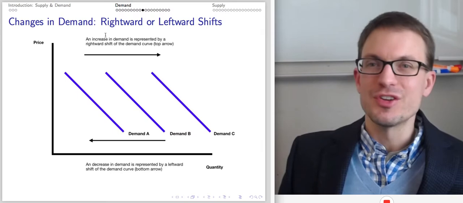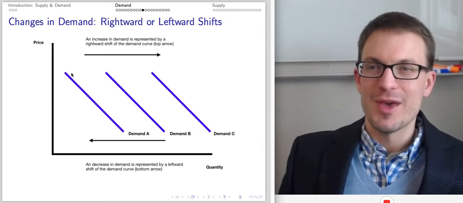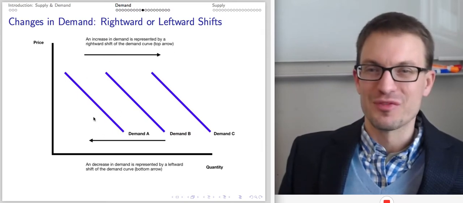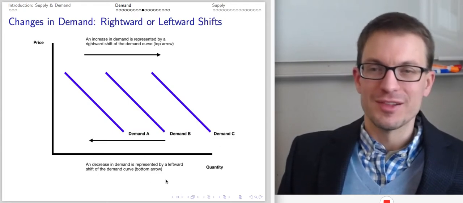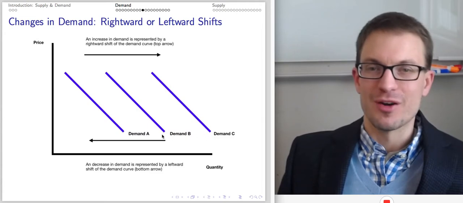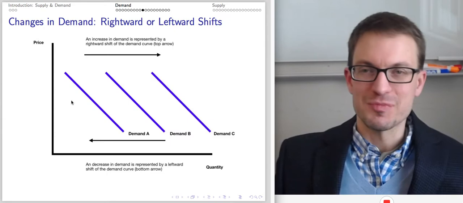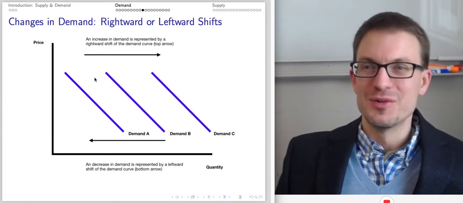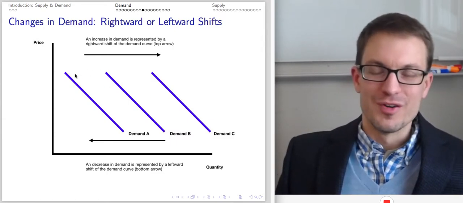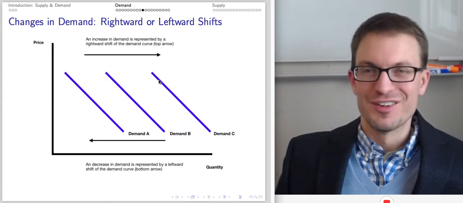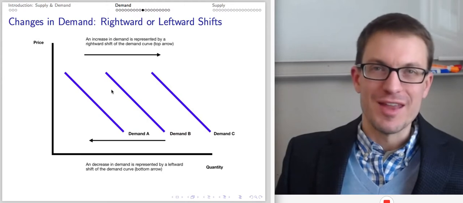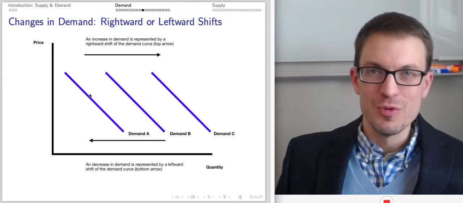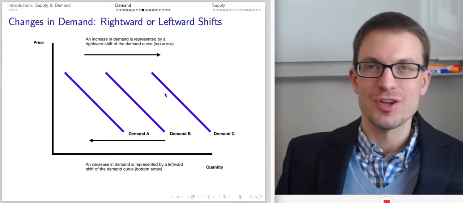So an increase in demand is represented by a rightward shift of the demand curve. That's the top arrow, going from demand A to demand C, for instance. And a decrease in demand is represented by a leftward shift in the demand curve, the bottom arrow, going from demand C to demand A. And here I have drawn my demand shifts as parallel shifts, right? So our new demand curve is exactly parallel, or as close as I could get it, to the initial demand. That doesn't have to happen. You can have non-parallel shifts. You could get a different slope of the demand curve after the shift.